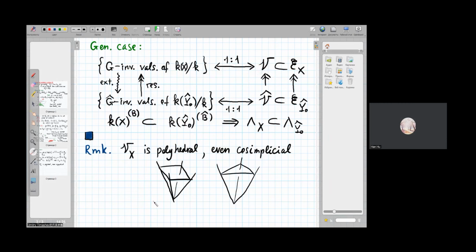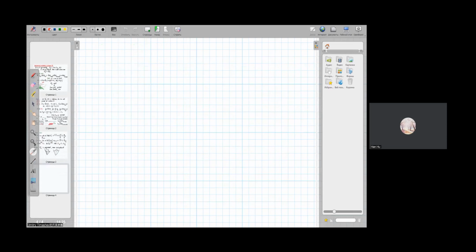So I answered your question about polyhedral and cosimplicial cones. Yeah, I guess you see the difference. And now let me turn to the third birational invariant of a spherical variety. It is what is called the set of colors. So we have finished with valuations, and the third birational invariant is the set of colors. So what are colors?